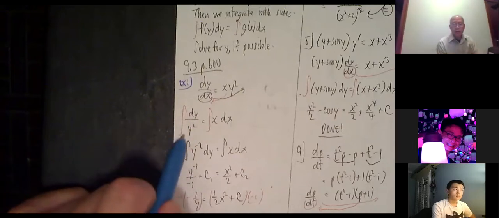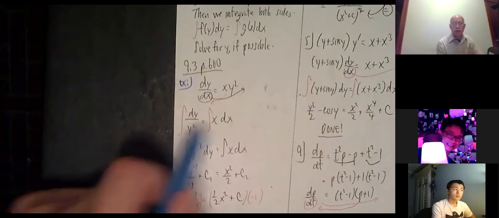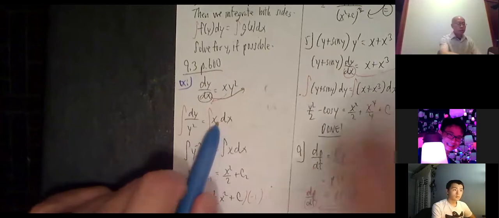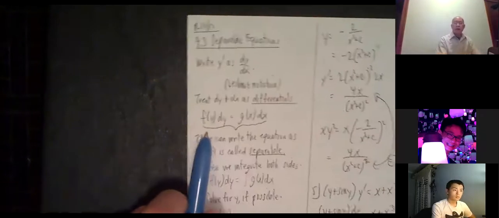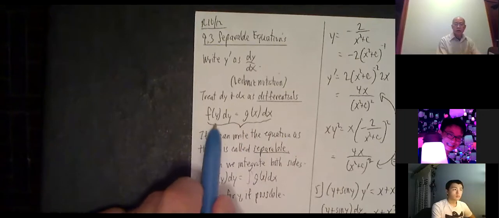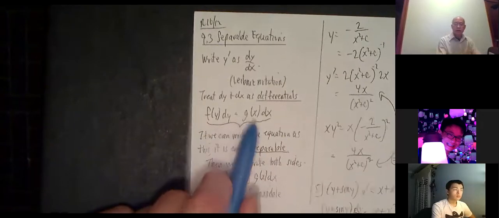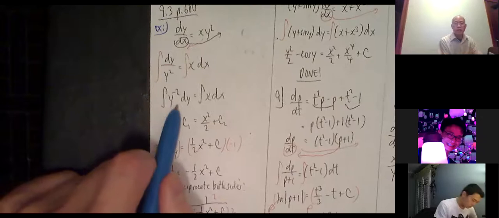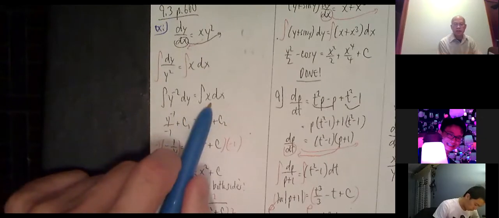So I'm going to integrate both sides now. dy over y squared equals x dx. So I'm separating: f of y dy equals g of x dx. Get all the y's on one side with dy, and all the x's on the other side with dx. So I'll make this the integral of y to the negative 2 dy equals the integral of x dx.